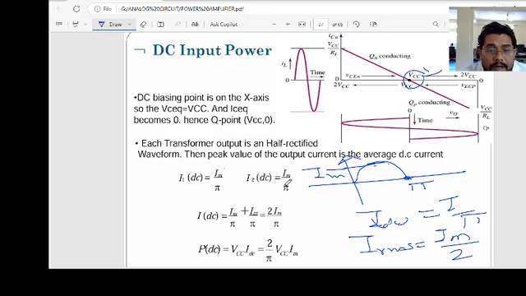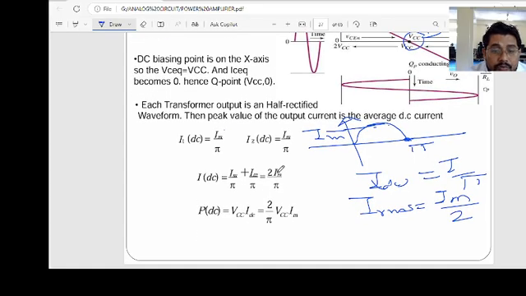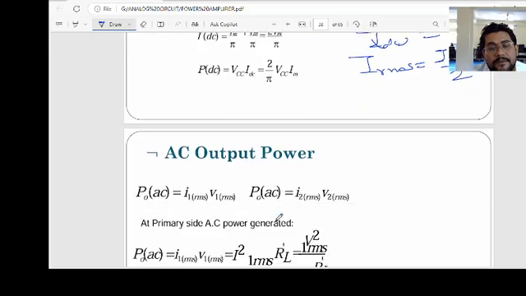So for the first transistor, IM divided by pi. For the second transistor, IM divided by pi. For total DC, 2 IM by pi. For the full cycle, for DC, it is VCC into IDC. So VCC into IDC is nothing but 2 IM by pi. We have already discussed the DC, VCC into IDC, with ICQ for the transistor.